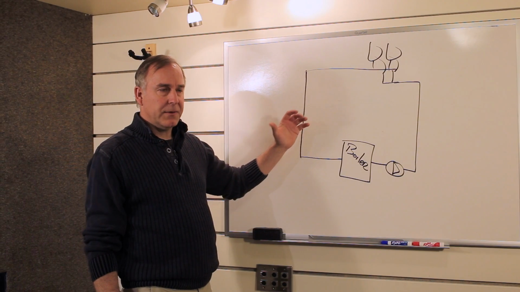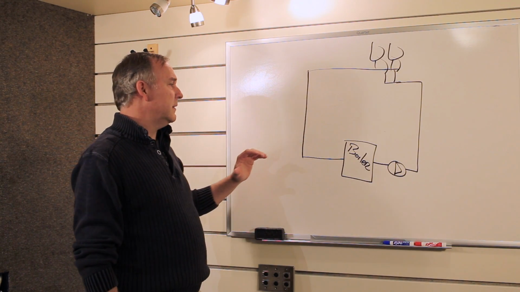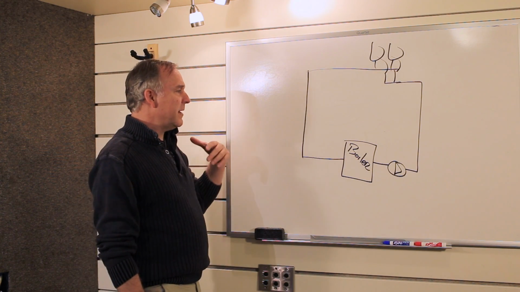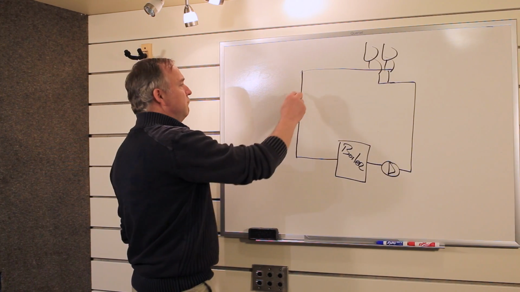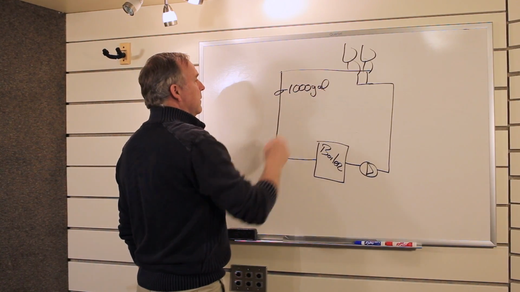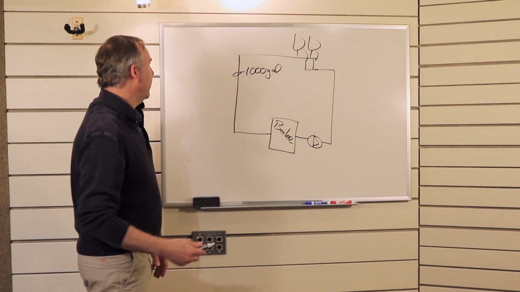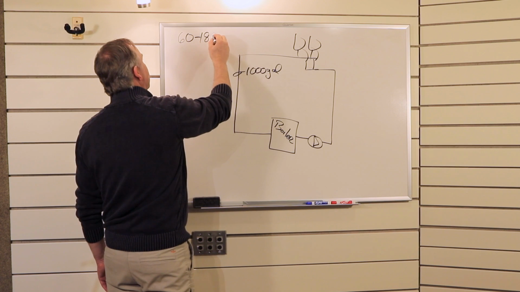Now, like I said, what I like to do is kind of have a little debate here about, well, do we really need this expansion tank? Well, let's think about this. Let's say that this particular closed loop hydronic system had 1,000 gallons of water in it. Well, what happens when we heat that water? Let's say we're going to heat it from 60 to 180 degrees.